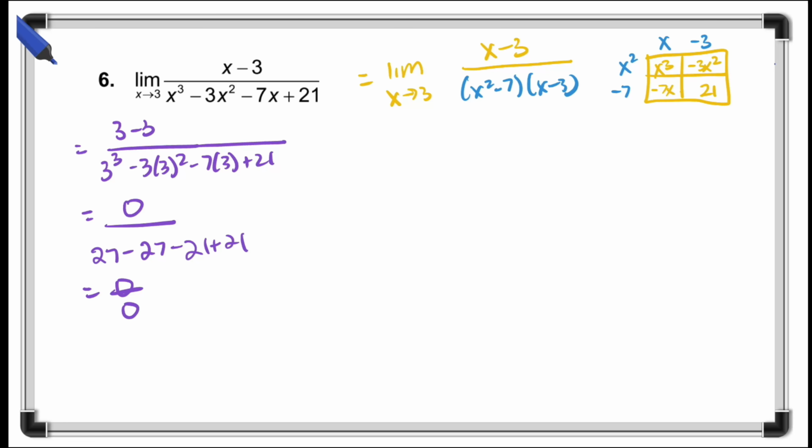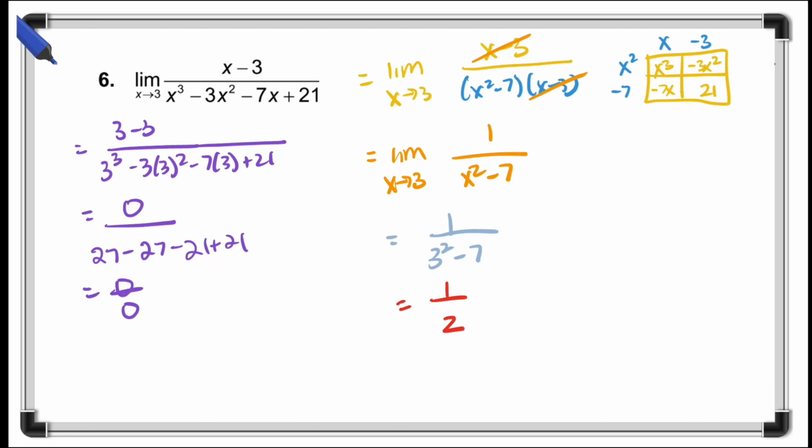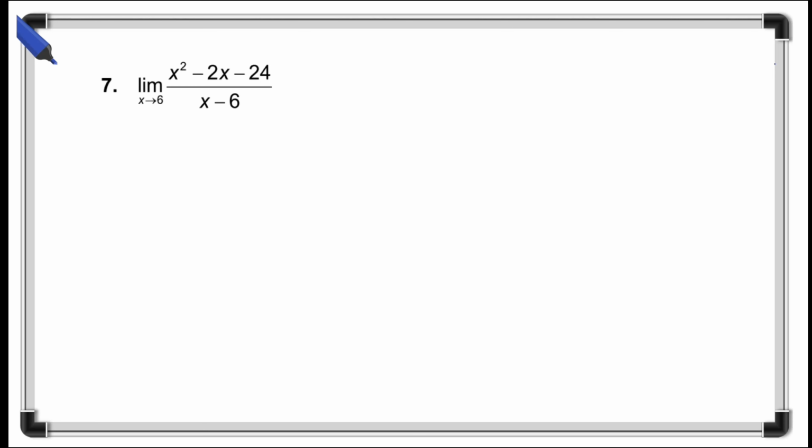So what happens is our x minus 3's will cancel. So what we're going to have is the limit as x approaches 3 of 1 over x squared minus 7. So now what you can do is you can substitute that 3. So you are going to have 1 over 9 minus 7, which is 2. So you got 1/2.